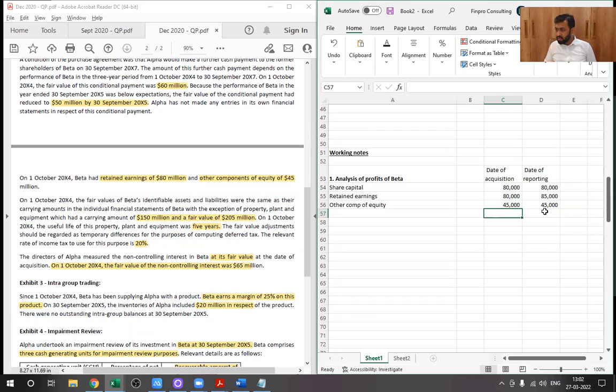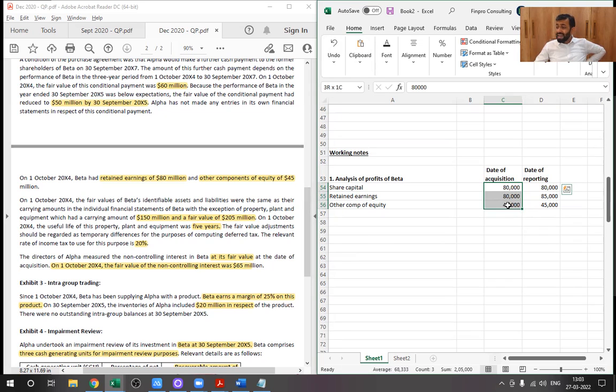Correct? Everybody agrees? So now as on the date of acquisition, I've got the cost and carrying value of the net assets. These are the carrying value of net assets, correct? So I have to adjust this carrying value of net assets with its fair value information so that I will get, as on the date of acquisition, the fair value of my net assets. Am I right? So now subsequently that information has been given. On 1st October 2024, fair values of Beta are equivalent to their carrying amounts. So these are mostly the same.